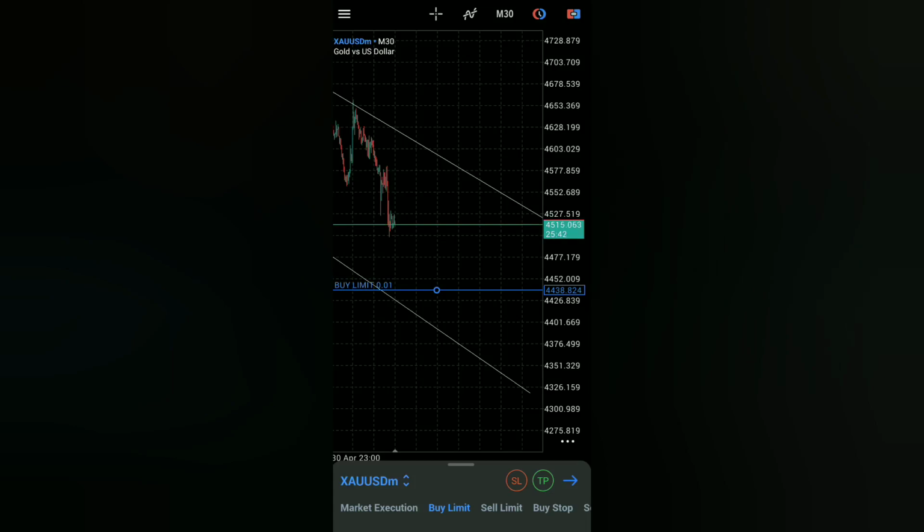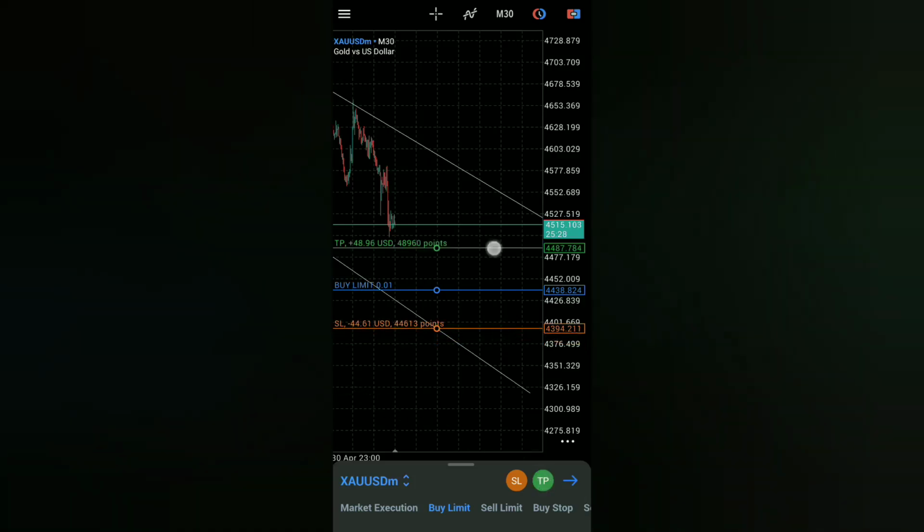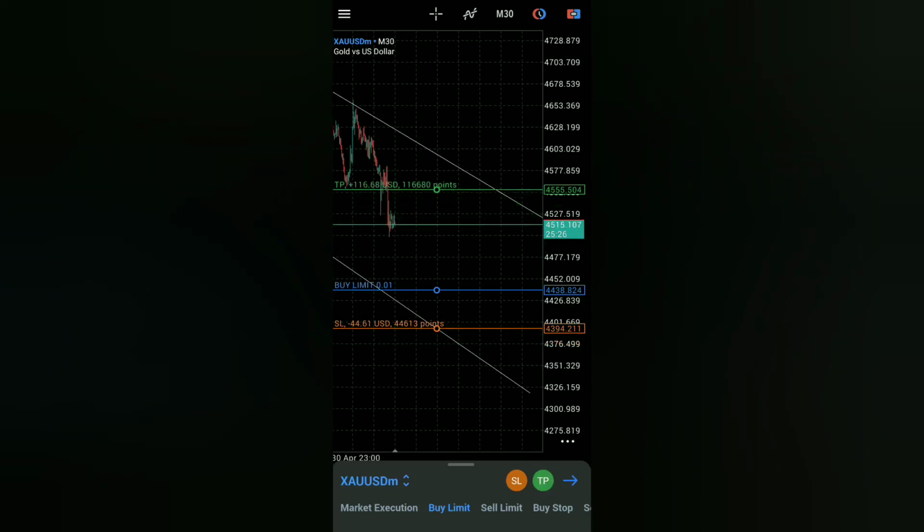When these candles come down to this buy limit and touch this blue line, we have entered a buy order. That is a buy. That means we are going to put our stop loss down here. I'm going to put our take profit up here, right?